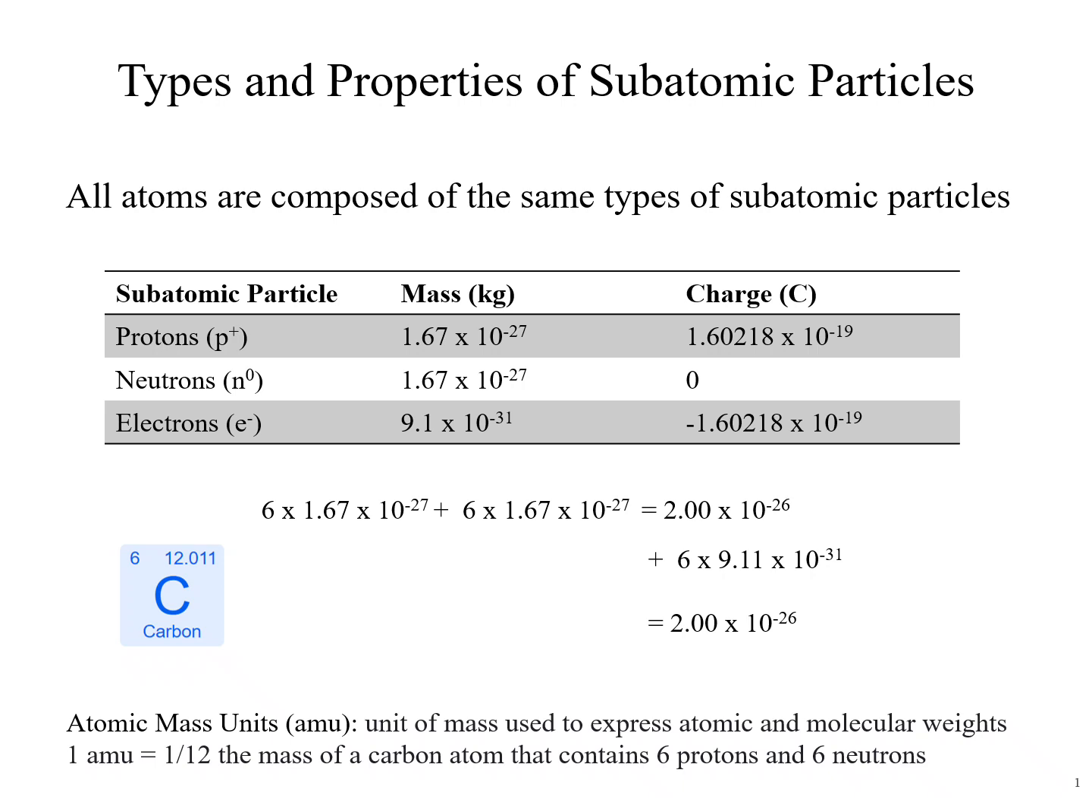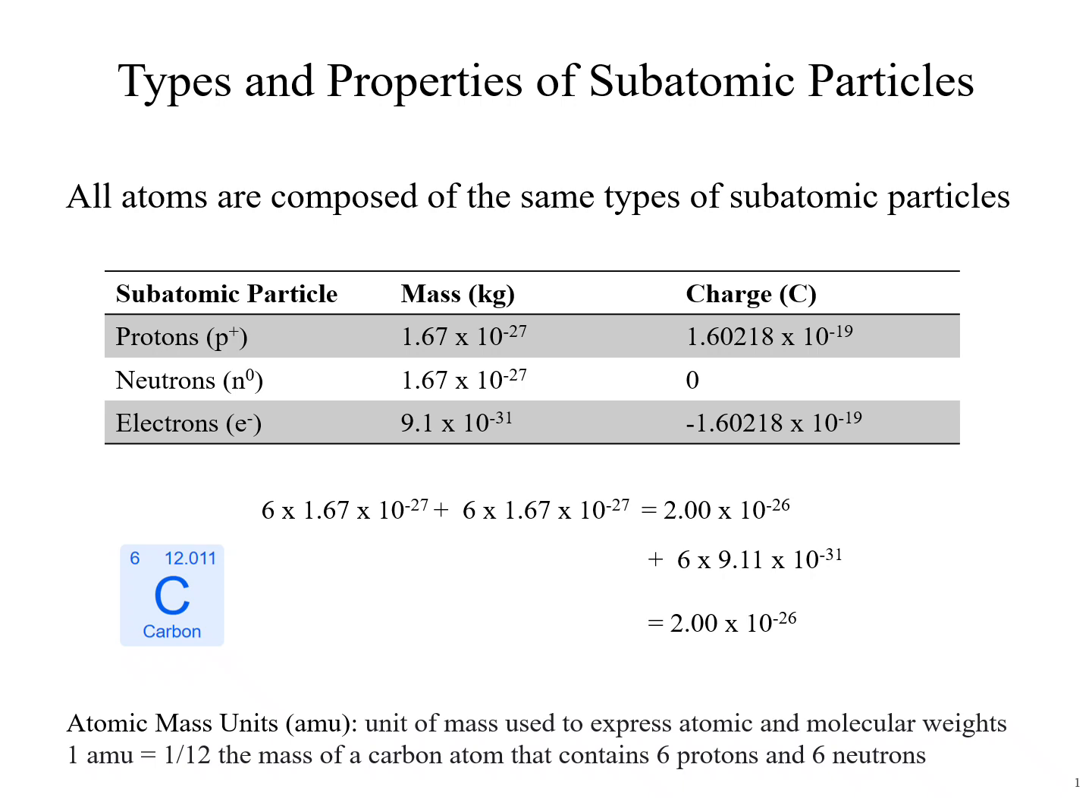So in the table here, I'm showing you the three different types of subatomic particles and some of their properties. The mass for the protons and the neutrons is a number that is equal to each other, 1.67 times 10 to the minus 27. Those masses on the table are given in kilograms. And then you have the mass of the electron as 9.1 times 10 to the minus 31.